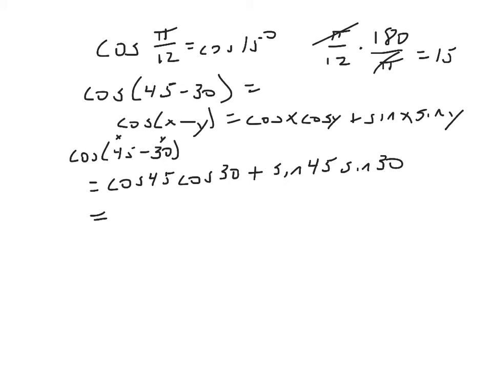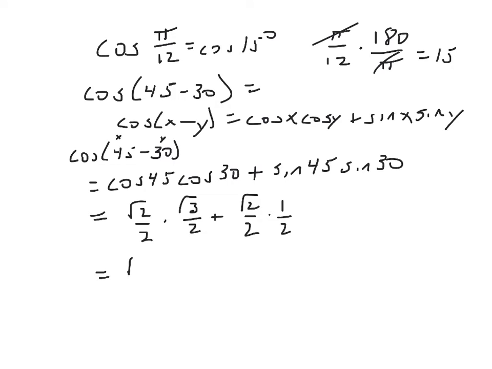And the cosine of 45 is radical 2 over 2. I'm getting that off of your trig table. The cosine of 30 is radical 3 over 2 plus the sine of 45 is radical 2 over 2. The sine of 30 is 1/2.